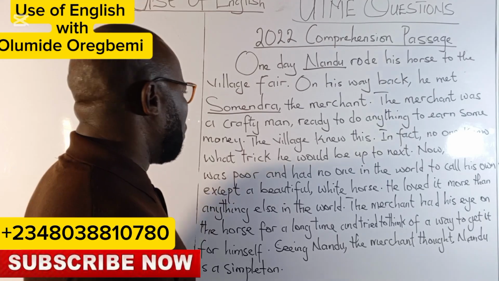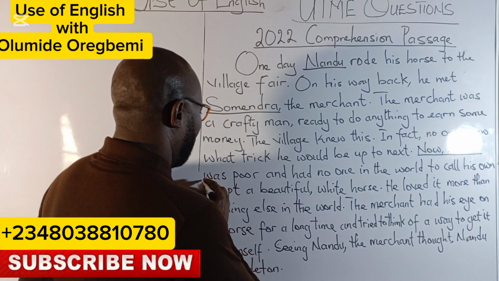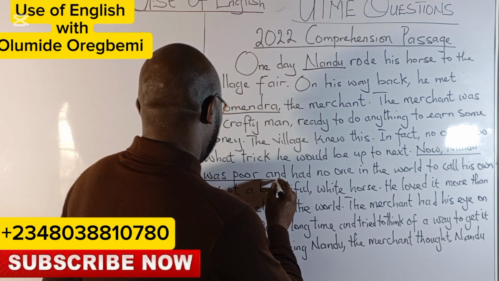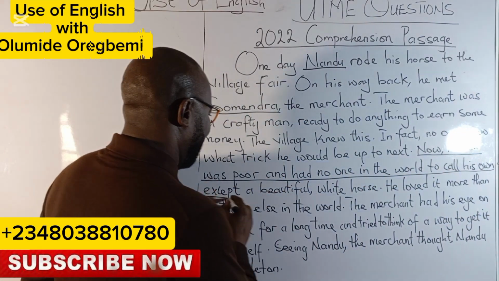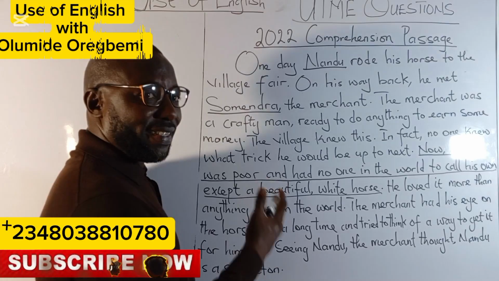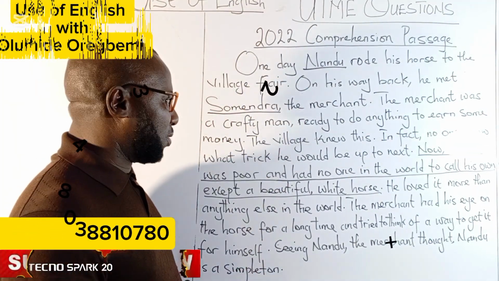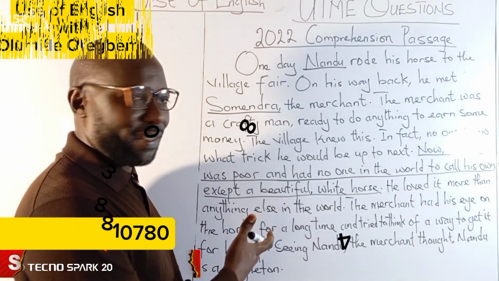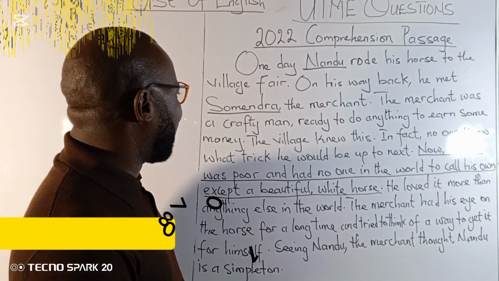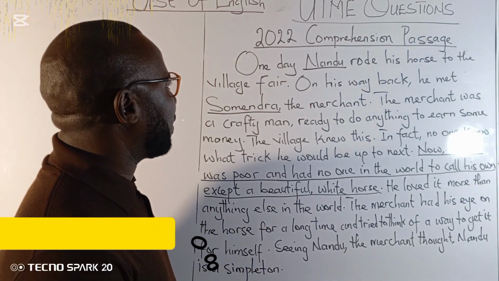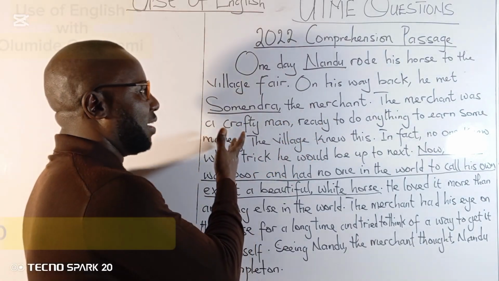Okay? Now, let's look for who is poor. Here, you can see it says, now, Nandu was poor and had no one in the world to call his own except a beautiful white horse. This is an indicator to the kind of status that Nandu has in this passage. Now, as for the other character, where's his name now? Okay, on his way back, he met Somendra. So Somendra is the second character.